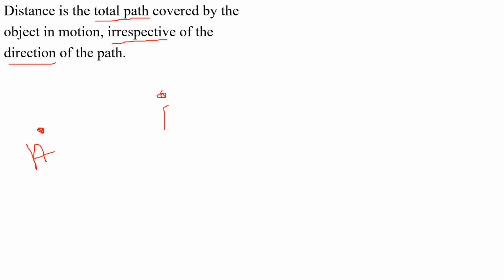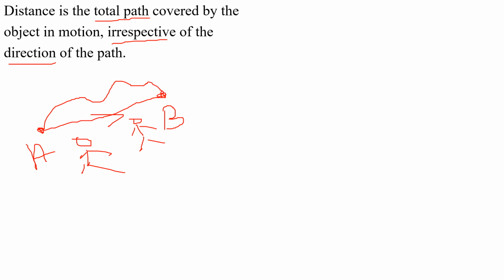Now suppose a body starts from a point A and has to reach point B. It can travel in a straight direction from point A to B. Or it can reach in a zigzag manner, in many ways. Distance is the total path covered by the object in motion irrespective of direction.